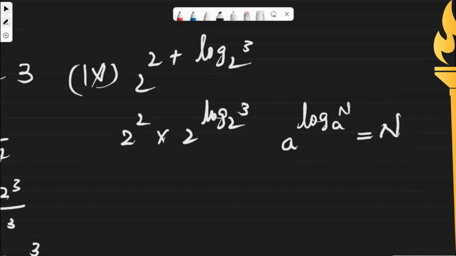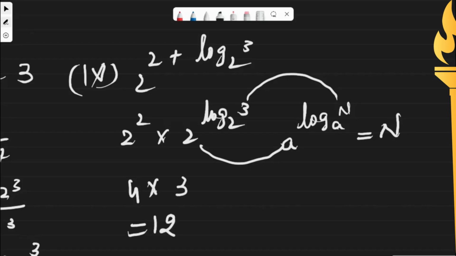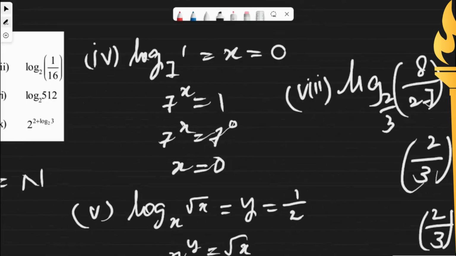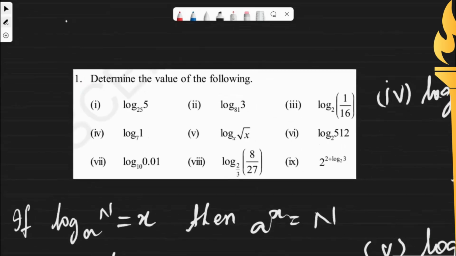So if we compare, here a is 2 and n is 3. So 2 square is 4 into 3, which will be equal to 12. It is quite different from other sums, and all the other 8 sums are same. I hope you understood it. It was pretty easy, right?